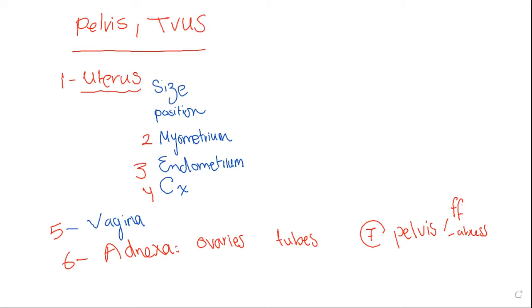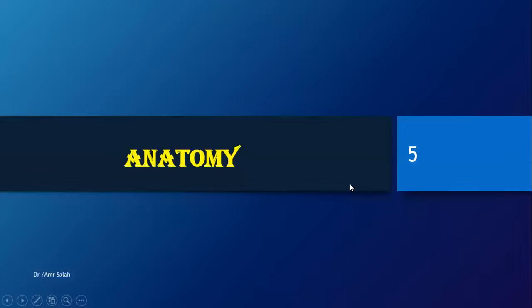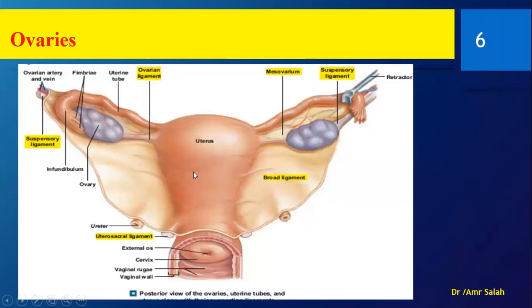Of course, first we have to see the anatomy. These are the ovaries. They lie on both sides of the uterus. As such, voila. They are oblong shape or egg shape or weird shape, whatever you name it. They lie on both sides of the uterus.